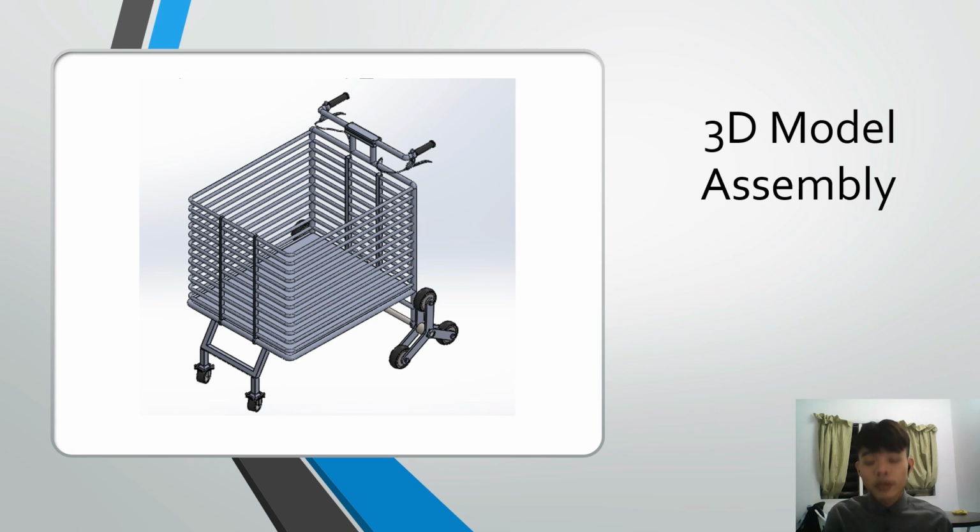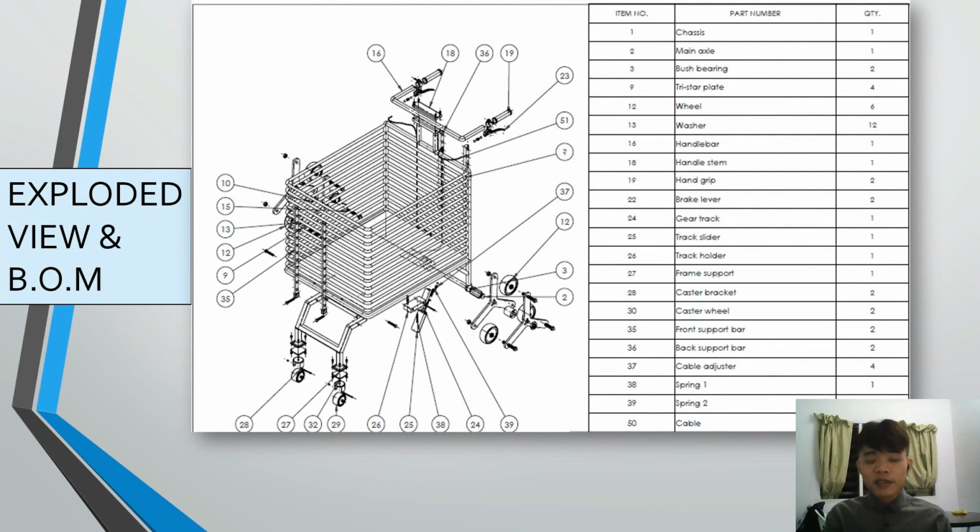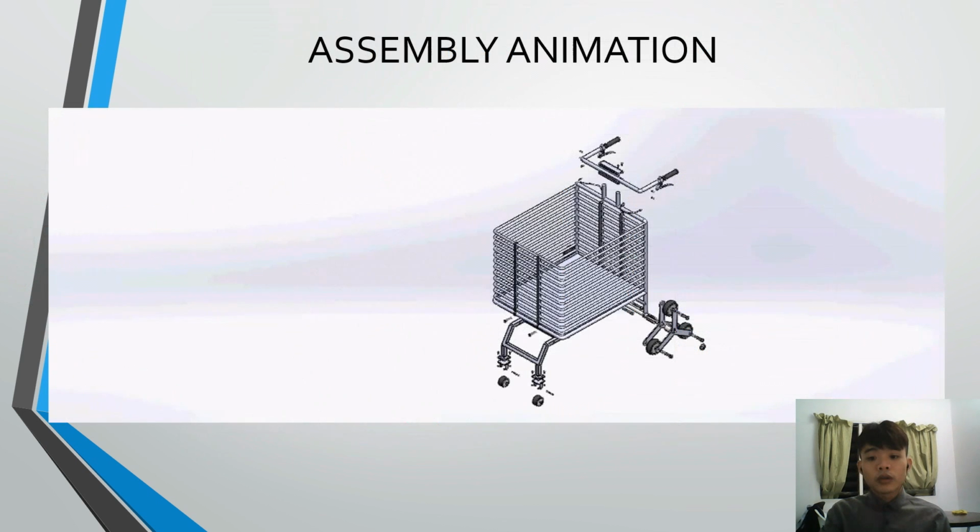The figure shows the 3D modeling of the manual stair climbing trolley that has been developed. The figure shows the standard three views of the manual stair climbing trolley respectively. Next, the figure shows the exploded view of the manual stair climbing trolley together with the materials listed in the table beside. And now I will show the simple assembly animation of each of the components of the manual stair climbing trolley.